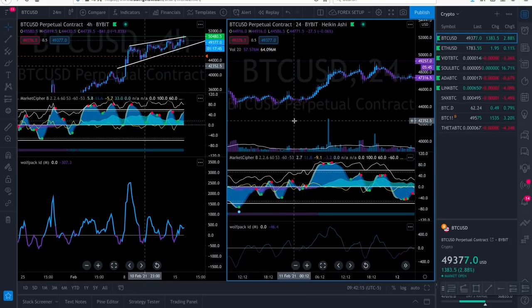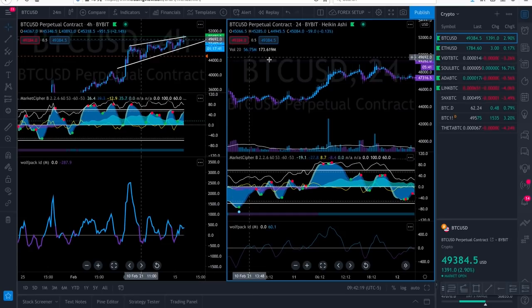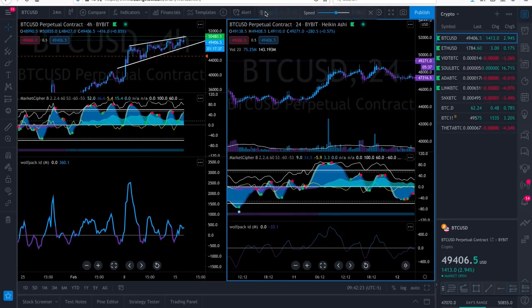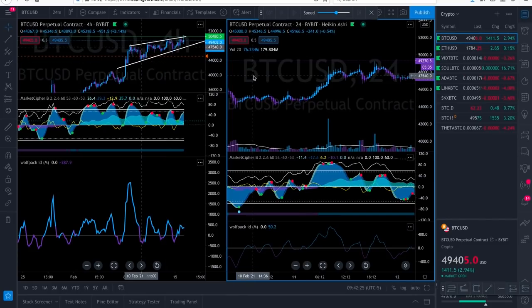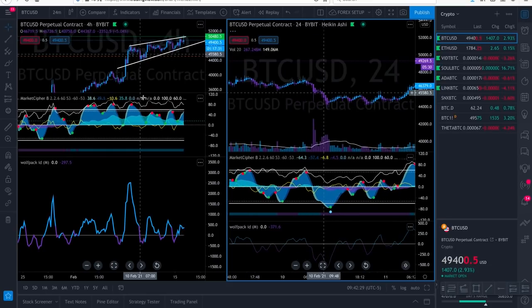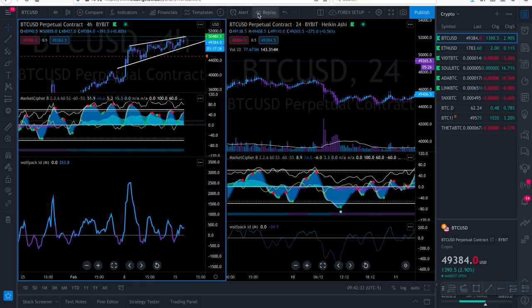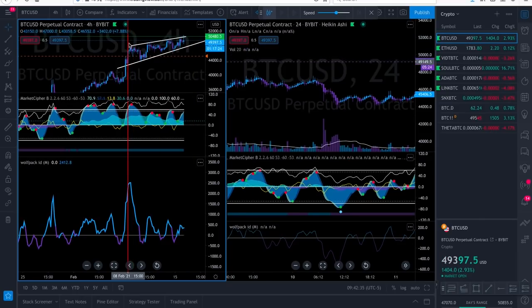Here's how you're going to backtest, okay? You are going to use replay mode in TradingView. It's right up here, bar replay. And let's see here. I'm going to use it on the 4-hour. Right here. Okay.